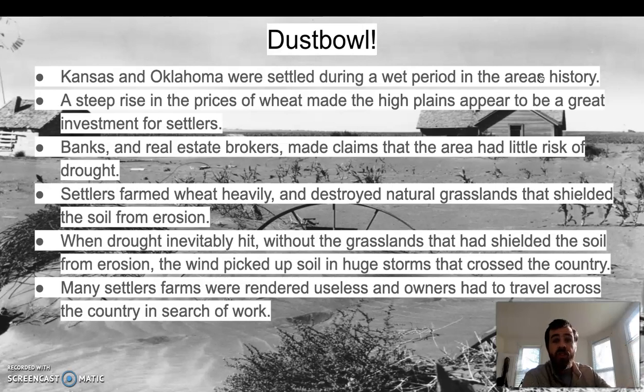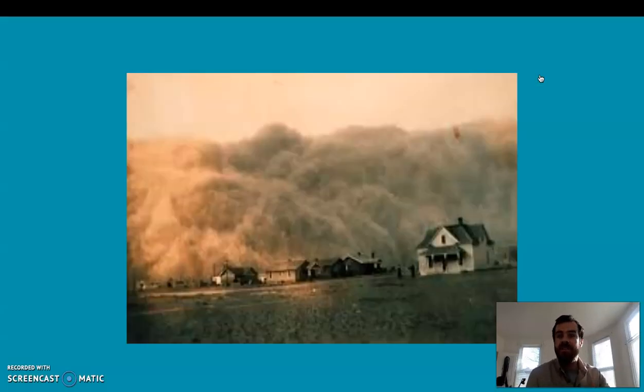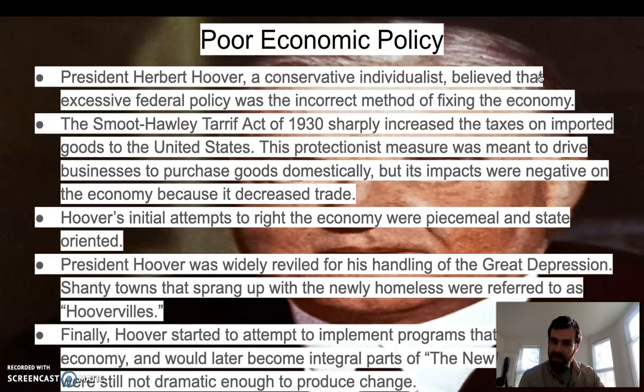People scapegoated jackrabbits and had what were called jackrabbit drives, where they believed it was actually the jackrabbits that caused the Dust Bowl. Because in a time of crisis, people always look for a scapegoat, which leads us... Oh, there's a picture of what it looked like, which is crazy. When people look for a scapegoat, they usually look at the person in charge.